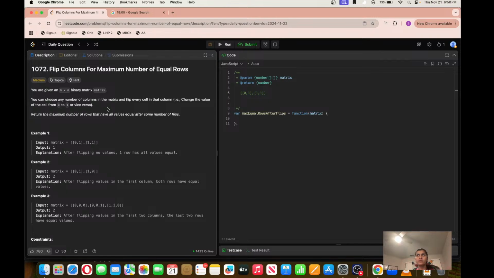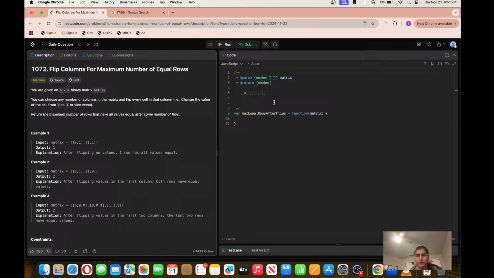So I will be given a matrix. There will be just 0 and 1 and there will be columns. I have the power to flip any number of columns, but my intention is to optimize the number of rows that have all equal values. It can either be 0 0 0 or 1 1 1. Okay, so how can I do that?